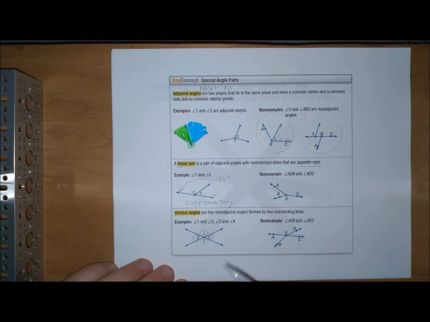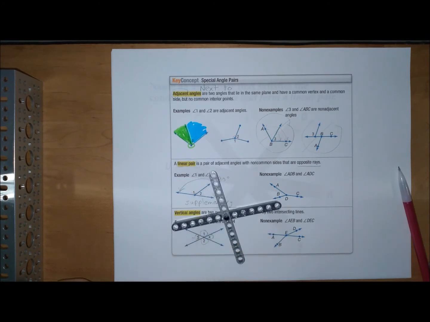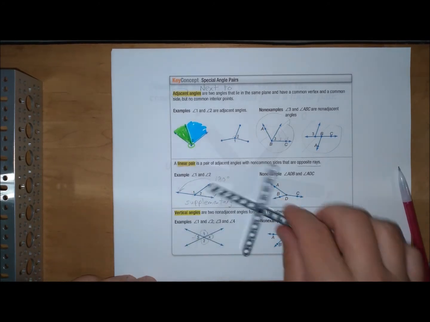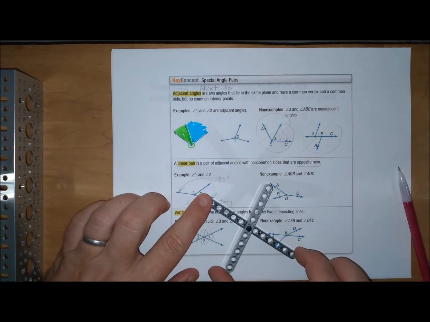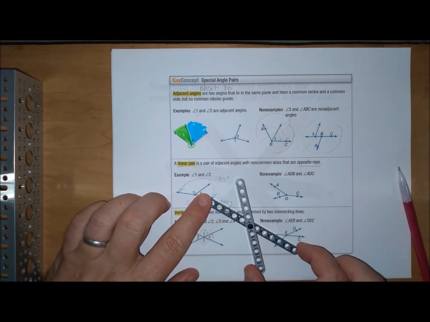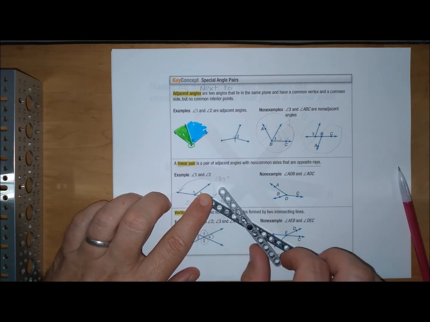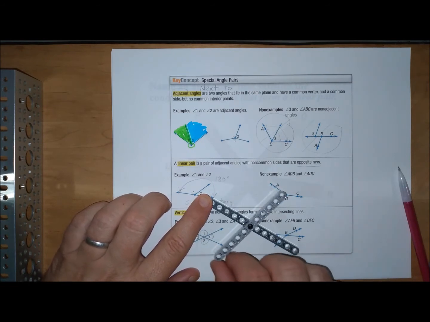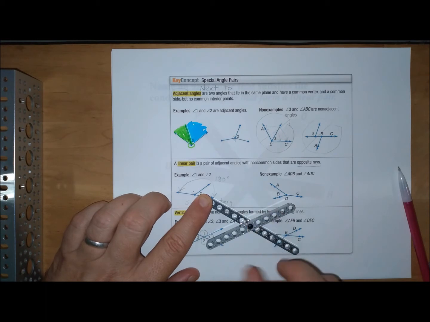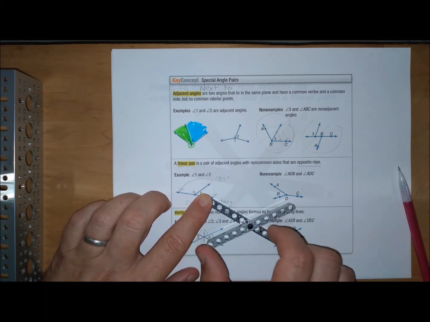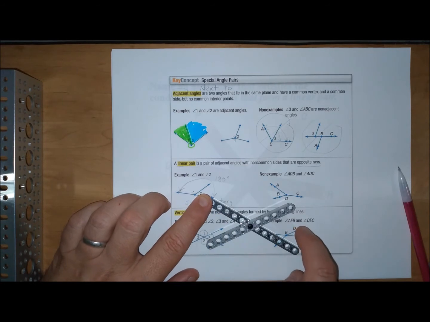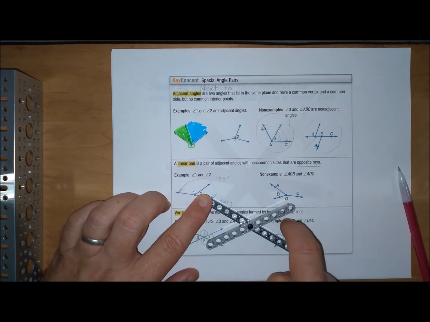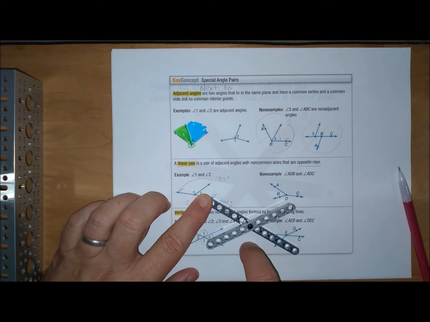And what's really cool about vertical angles, oh, look at this, Legos. Awesome. I love Legos. Legos are great for demonstrating vertical angles because you'll see that no matter how I turn this, I end up with two pairs of vertical angles. And what's interesting is the vertical angles are always congruent to one another. That angle is always congruent to that angle, and that angle is always congruent to that angle.